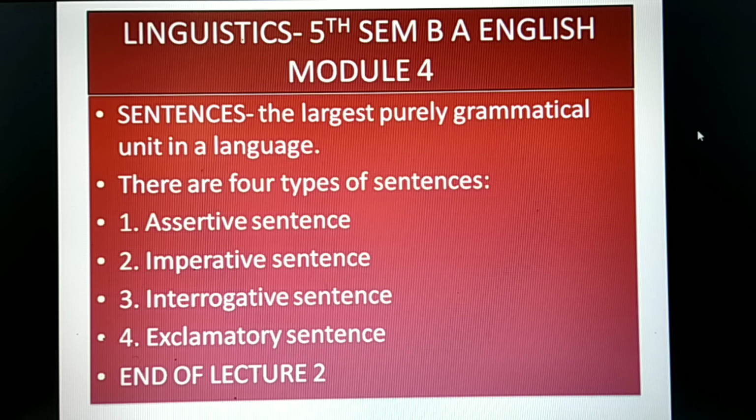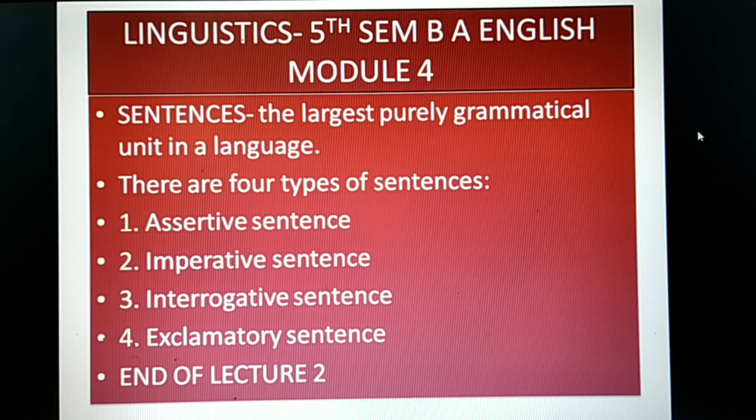They are assertive sentence, imperative sentence, interrogative sentence, and exclamatory sentence. Let us discuss all these 4 kinds or types of sentences in detail. What is an assertive sentence? An assertive sentence contains statements, or you can say that assertive sentences are statements, such as it rains heavily. It is a statement.